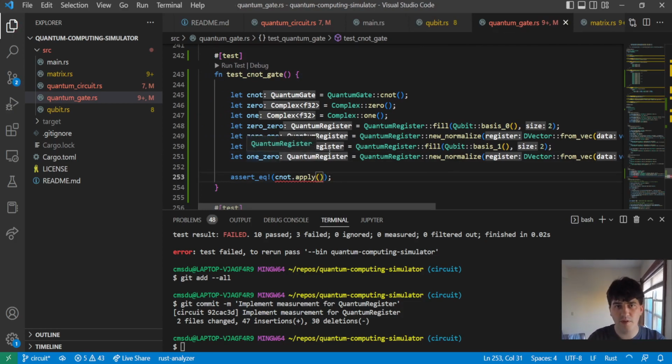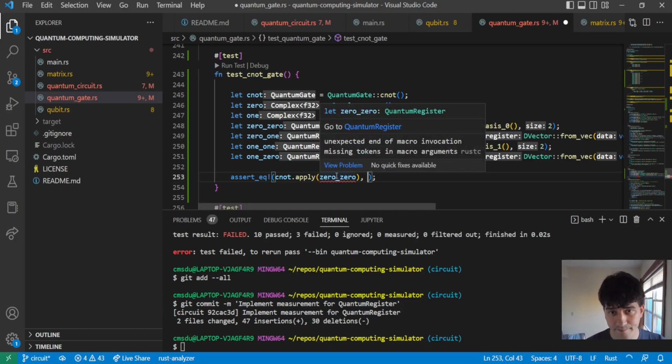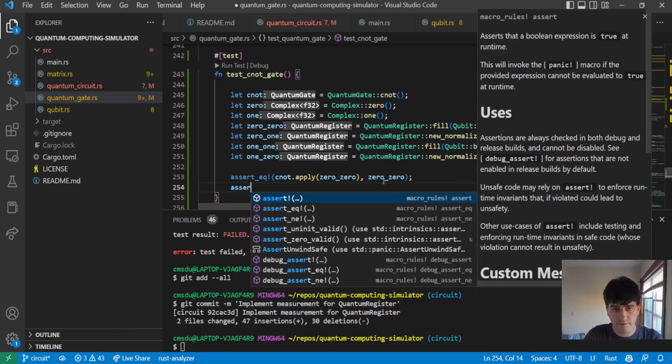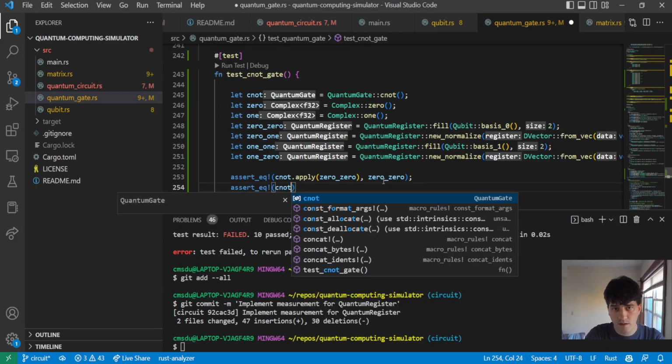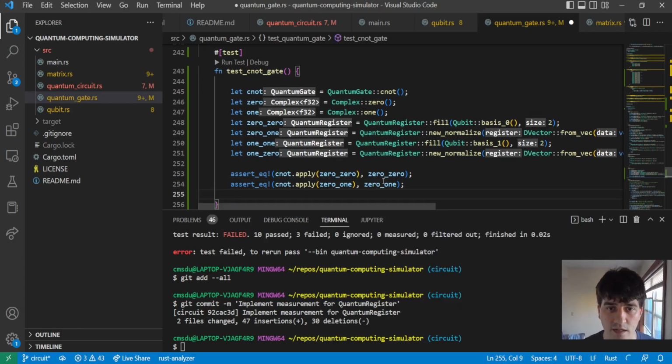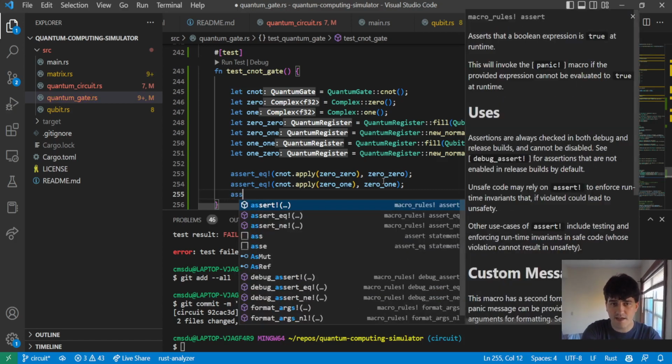Okay, so if we apply CNOT to 0, 0, we expect to get 0, 0 back because the 0 means we don't invert anything. If we apply it to 0, 1, we expect to get 0, 1 back, because again the controlled bit is the first bit, and we're saying don't invert, and so 1 stays the same.